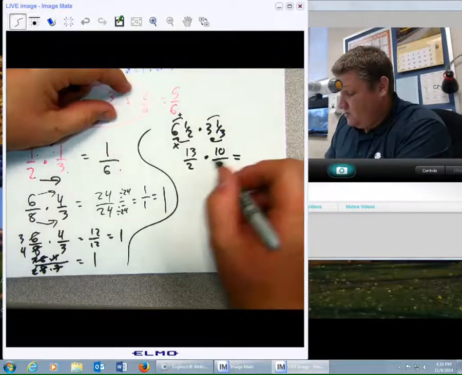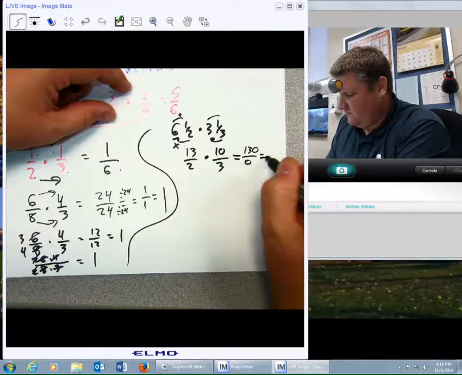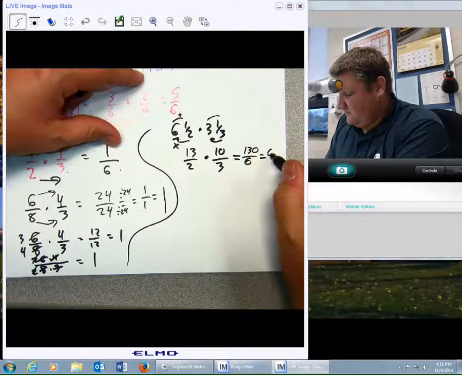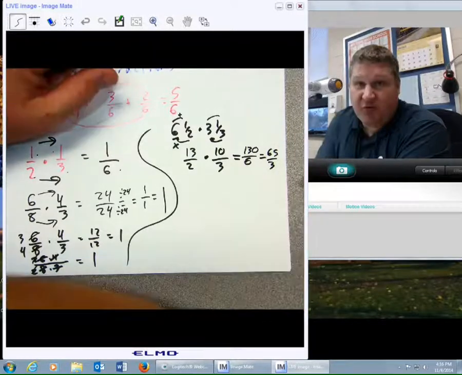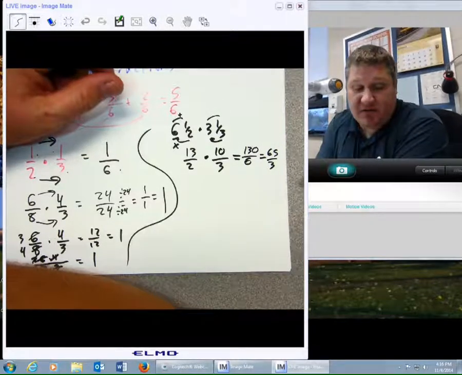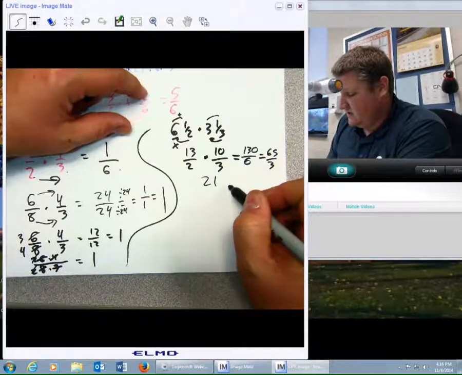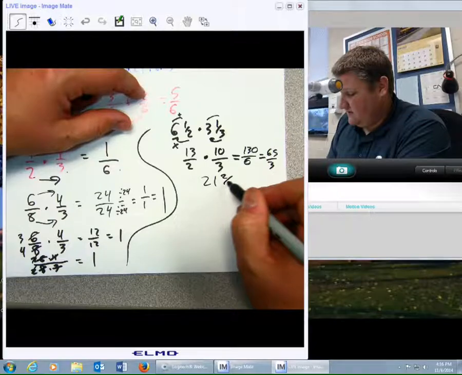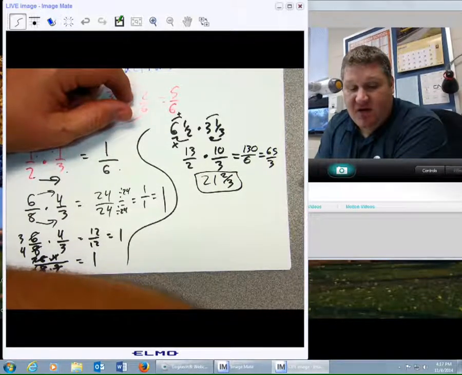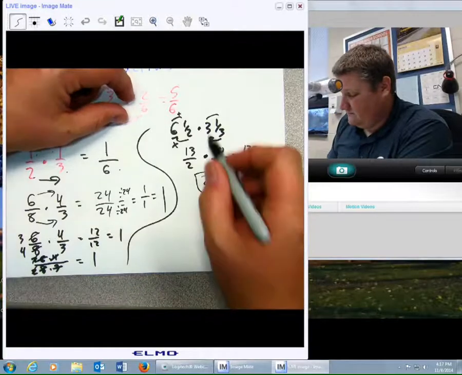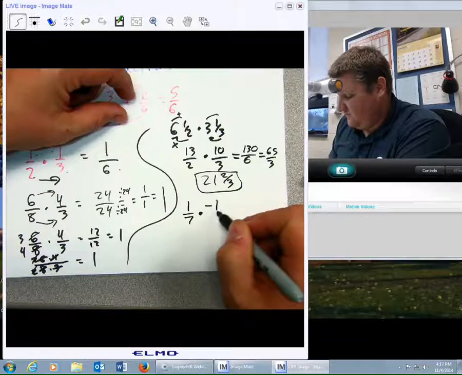Well, I can reduce a little bit, I guess, but really it's 130 over 6, or 65 over 3. Now, at this point, I have a lot of 3's that can go into 65. So let's see here. That's going to go 21 times, and that's going to leave 2 left over, so 21 2/3.